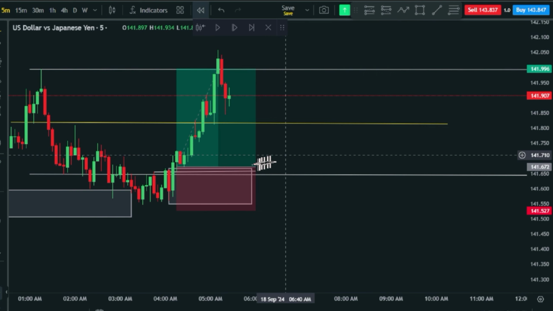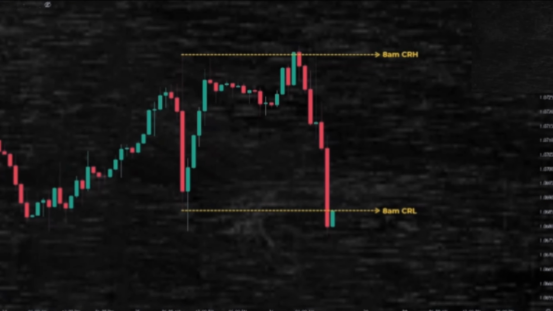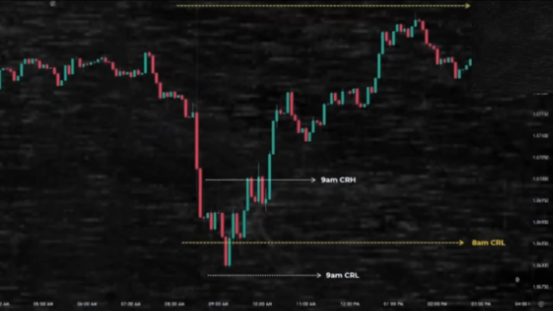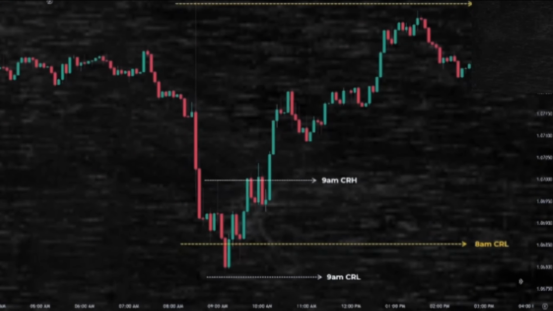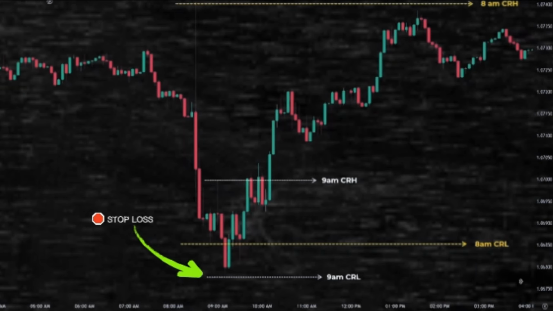Let's move on. Now, let's look at another example, this time with EUR/USD. On the 1-hour chart, we spot a CRT pattern forming around 9 a.m. The price sweeps liquidity below the range, reverses, and breaks out to the upside. Again, we zoom into the 5-minute chart to find our entry. We place our stop just below the liquidity sweep and target the high of the CRT range. The price moves in our favor, and we hit our target, closing the trade with a nice profit.